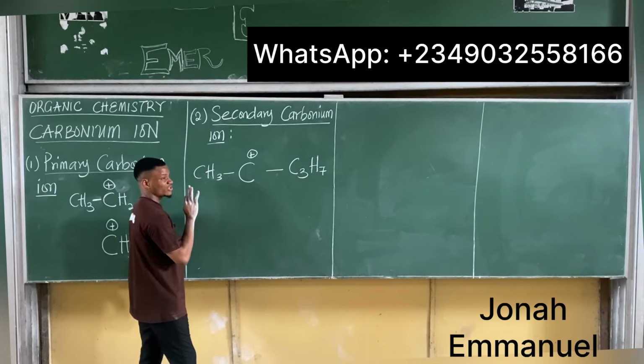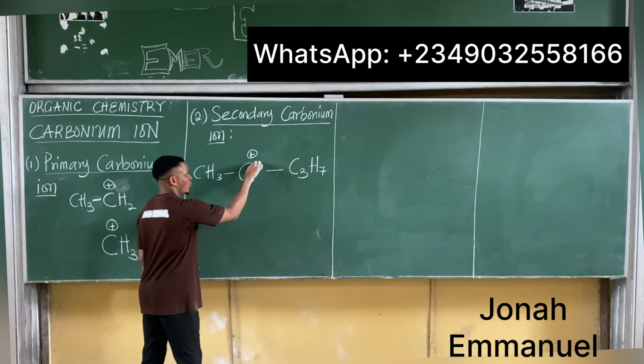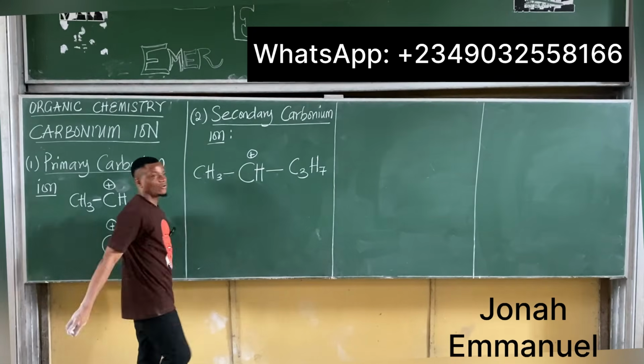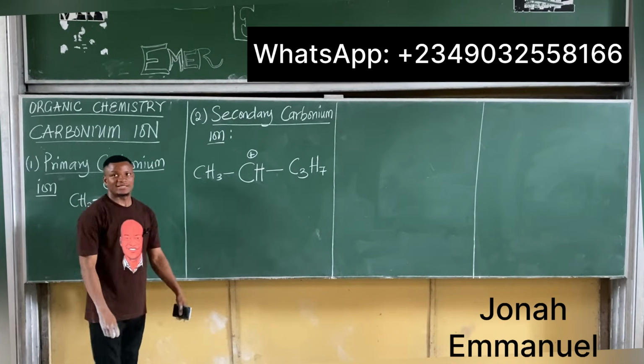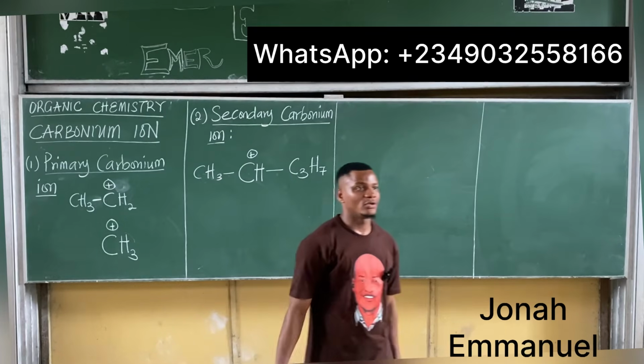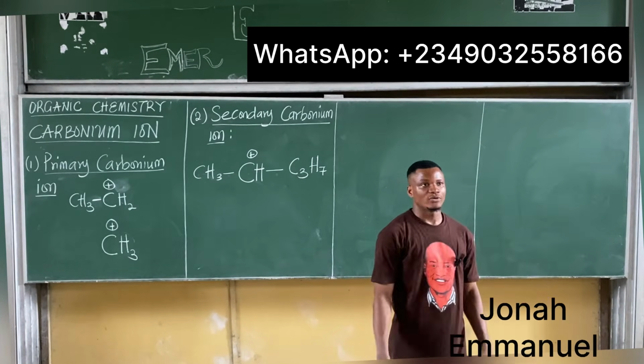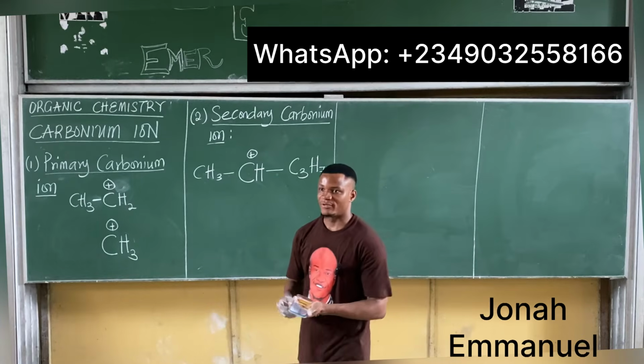Observe that this one is not balanced yet. I have 1, 2, 3. One more H makes it 4. So this one here is a secondary carbonium ion. Please define tertiary on your own and give an example, please.